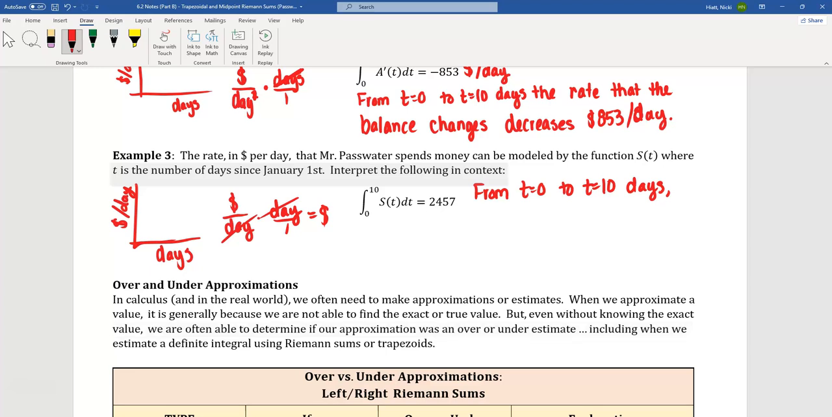So what's this telling us about Mr. Passwater and the amount of money he spends? It's not the rate he's spending money anymore. It's how much he spent. So Mr. Passwater spent $2,457.